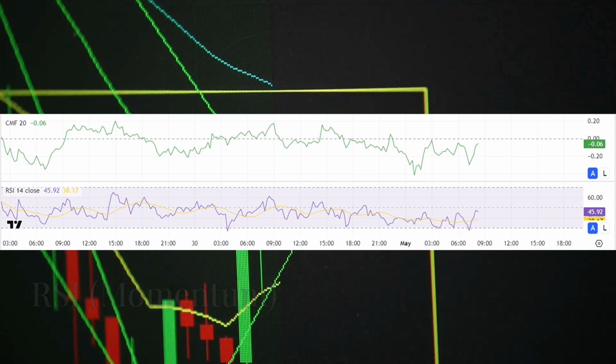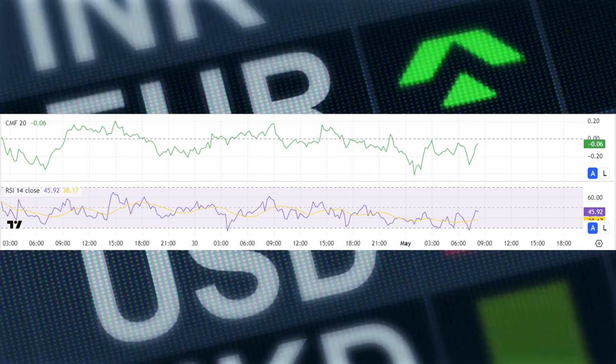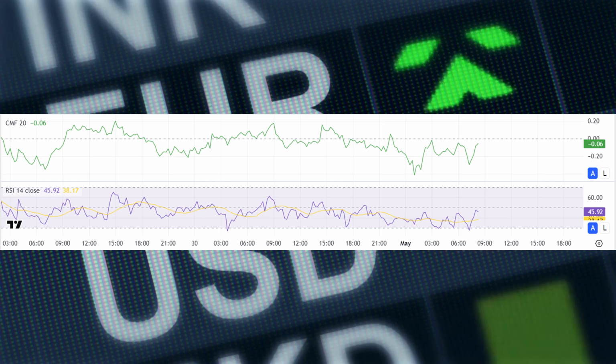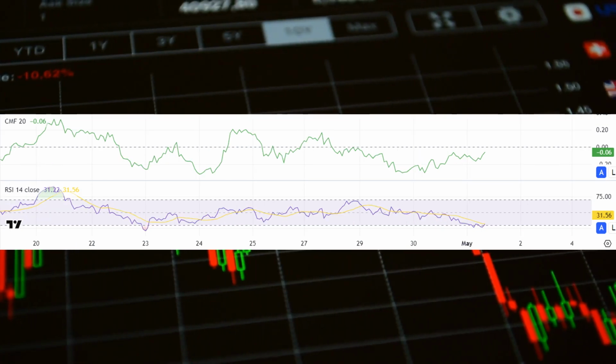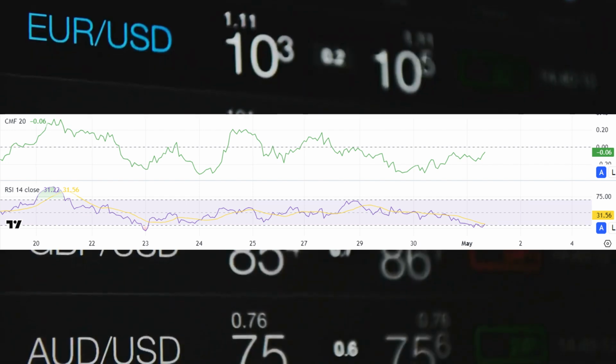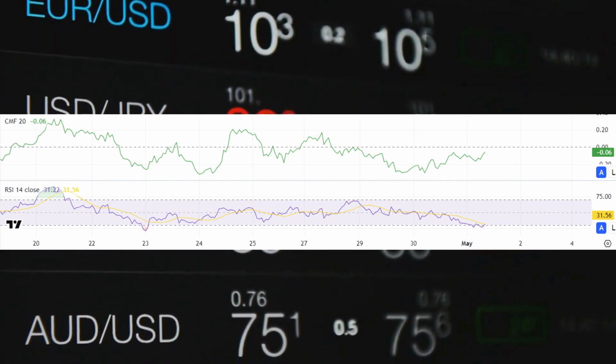Moving on to momentum and the RSI. On the 1-hour chart, RSI is at 23.97, which is honestly deeply oversold. On the 15-minute chart, RSI is 27.72, so short-term oversold, but there's no bullish divergence just yet. We're not calling a reversal here without confirmation.